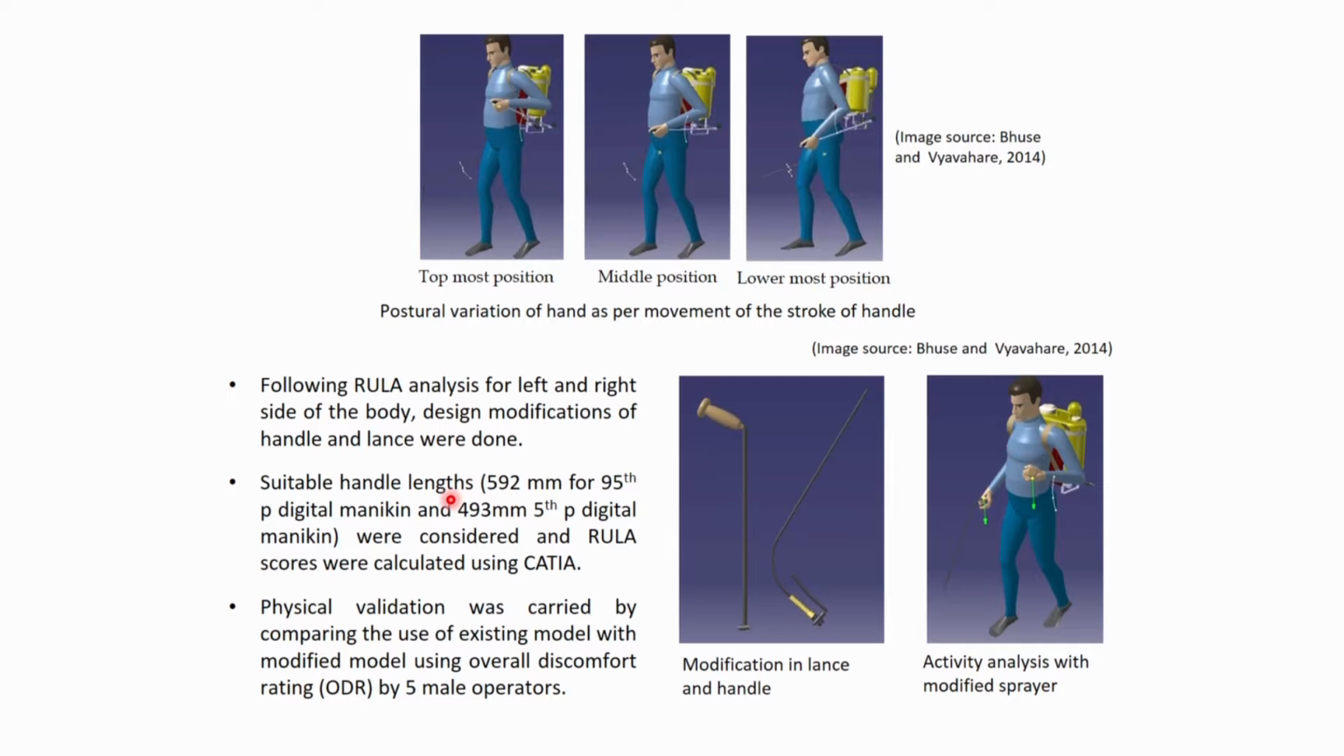Suitable handle length 952 mm for 95th percentile digital mannequin and 493 mm for 5th percentile mannequin are considered, and a RULA score is calculated using CATIA.